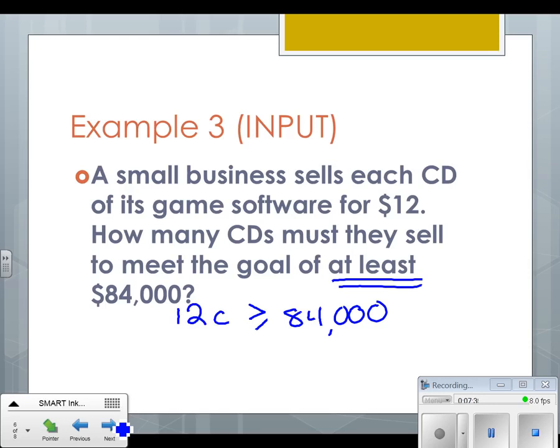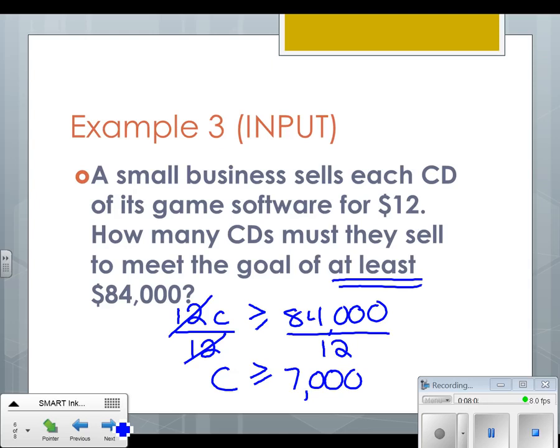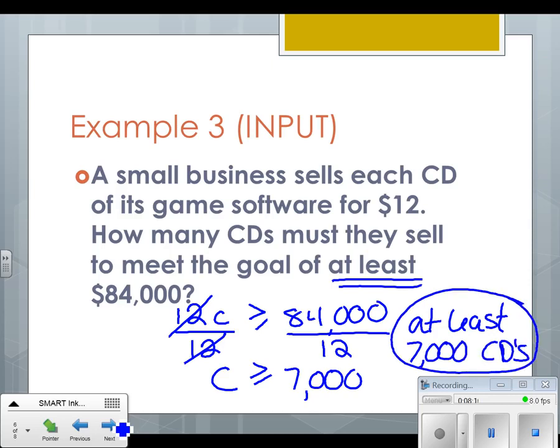So when we solve this, we would divide both sides by 12. We would not reverse the sign in this problem because we're dividing by a positive. It's only if you're dividing or multiplying both sides by a negative that you reverse. So this would stay greater than or equal to. You don't reverse it here. 84,000 divided by 12 is going to be 7,000. So at least 7,000 CDs is what they would have to sell to make $84,000 or more.